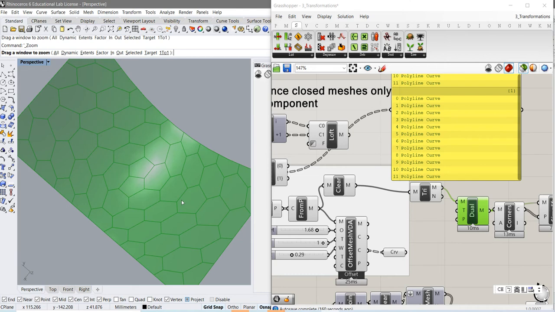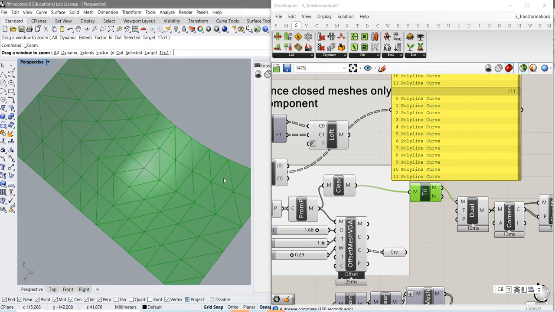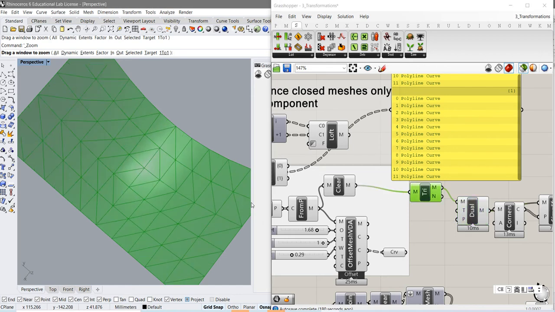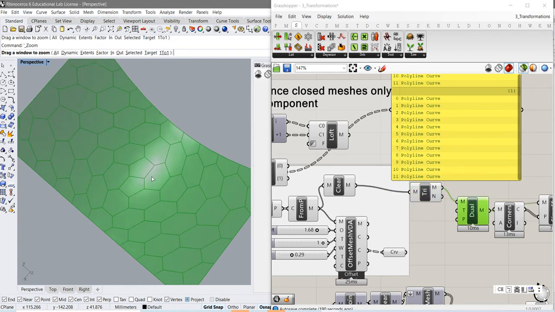Some of them are hexagons, but here you have a pentagon. Why? This corner, what is the valence of this vertex? 1, 2, 3, 4, 5, right? So if you have a vertex with valence 5, then when you find the dual of it, you get a pentagon. For others, for example this one, the valence is 1, 2, 3, 4, 5, 6. The valence is 6, then you get a hexagon.